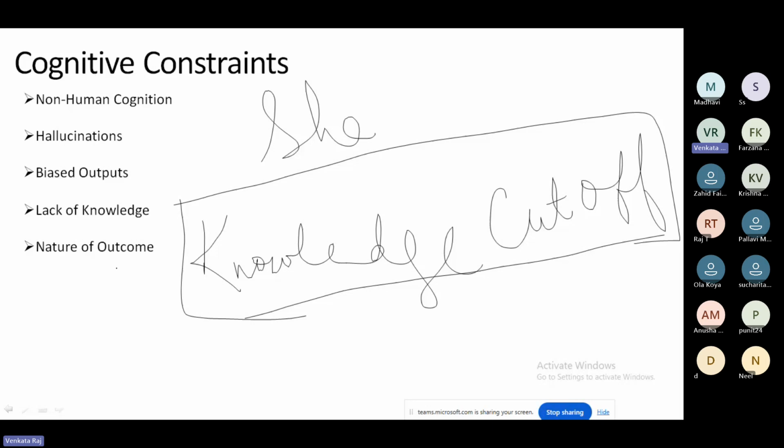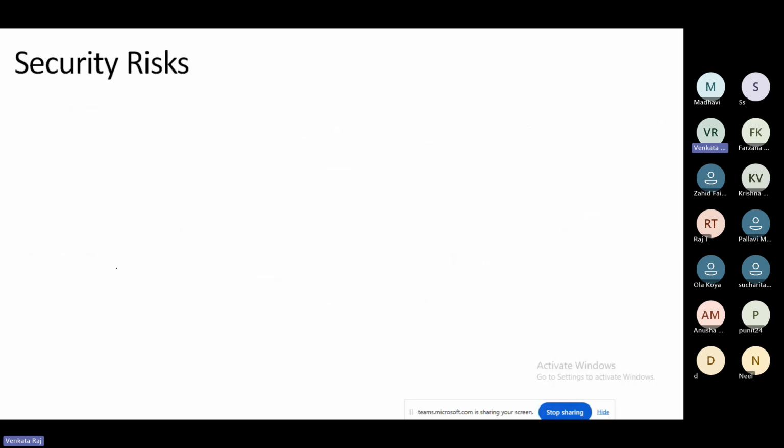So your nature of outcome will depend explicitly on the prompts only. That is another limitation, guys: the way you want the outcome, the AI model might not give if you're not specifying it. Similarly, for the same input multiple times, you will get different kinds of output, but the main gist or meaning would remain the same, though the outcomes could be different, everyone. These are the different cognitive constraints, guys.